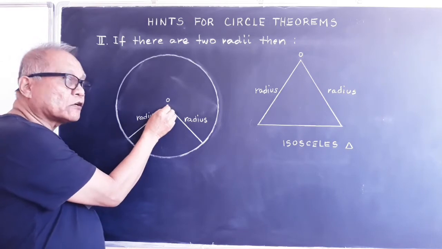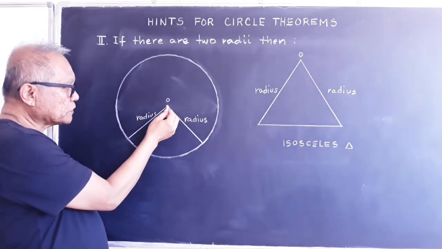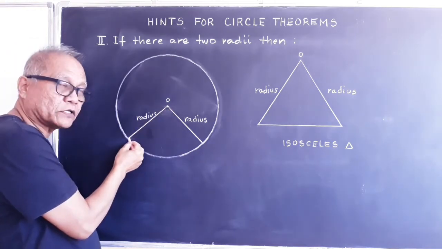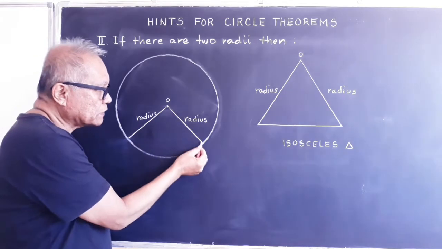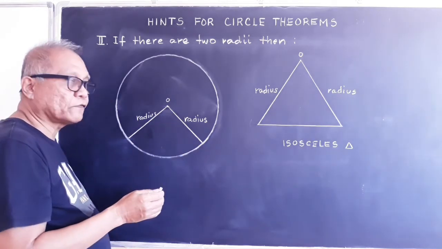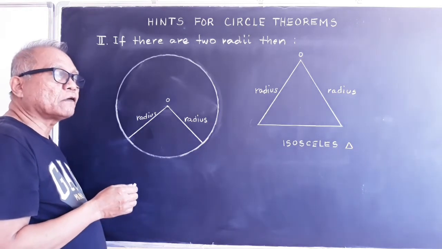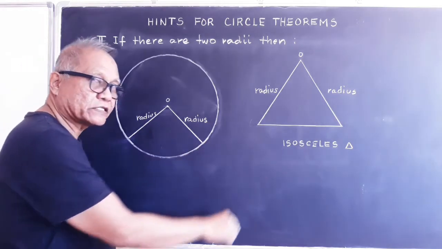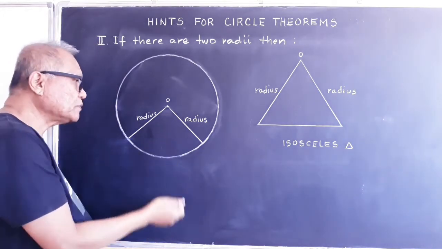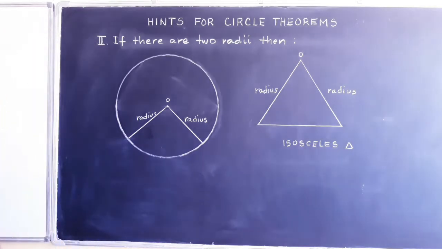Next, if there are two radii, we have the center of our circle at point O, and we have a radius coming out from point O. This is our first radius, and the second radius. When we have two radii coming out from the center of our circle, think of an isosceles triangle. Now, where is the triangle here? Sometimes you have to draw your isosceles triangle.